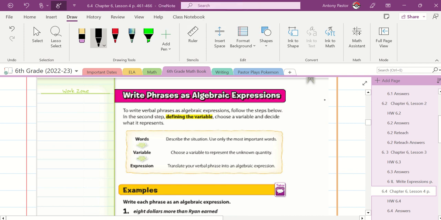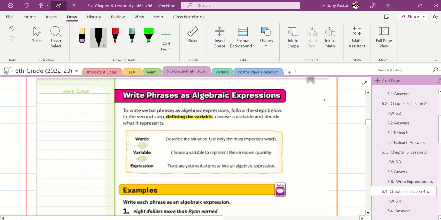Write phrases as algebraic expressions. To write verbal phrases as algebraic expressions, follow the steps below. The second step, defining the variable: choose a variable and decide what it represents. So remember, when we're dealing with word problems, I just used letters as variables in the last examples based on the states they were. You can use whatever you want as a variable as long as it's not a number.